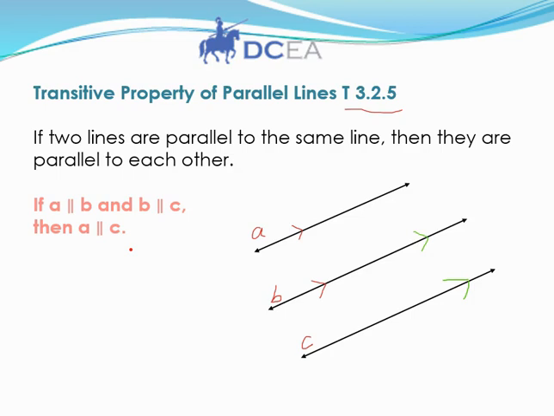We call this the transitive property because if A is equal to B and B is equal to C, then A is equal to C. Do you remember that? In this case, if A is parallel to B and B is parallel to C, then A is parallel to C. And I've shown this by making two red arrows for A and B and two green arrows for B and C.